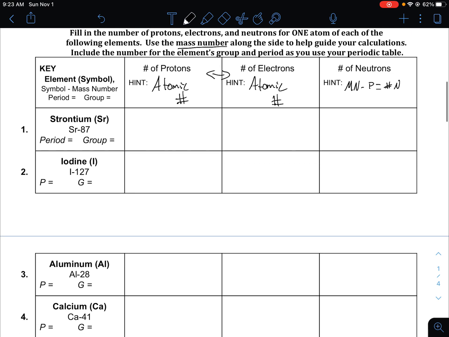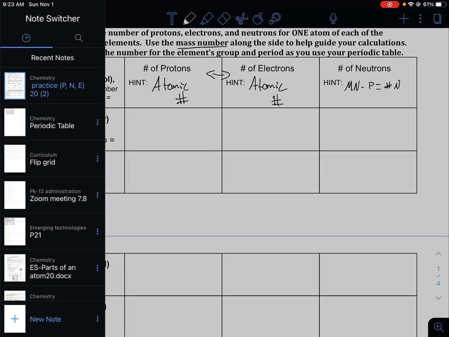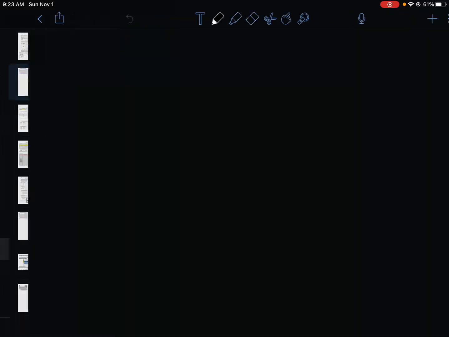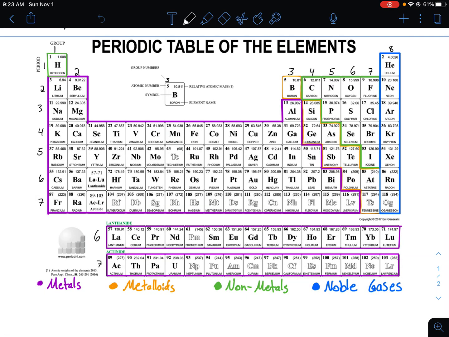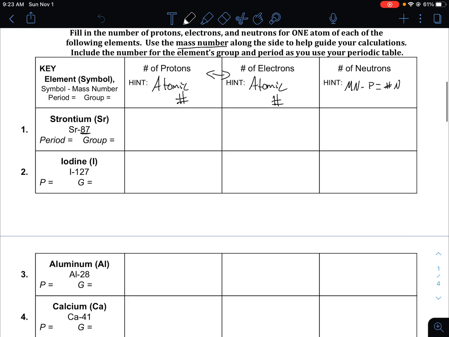Okay? So let's take a look at strontium here. So it's strontium 87. This is our mass number. So if we go back to our periodic table, I need to find strontium. Yep. There it is, right over there. So I see the atomic number for strontium is 38. Switching back, 38. Well, this says that the atomic number is the number of protons and electrons, so I know that it's 38 for both of those.